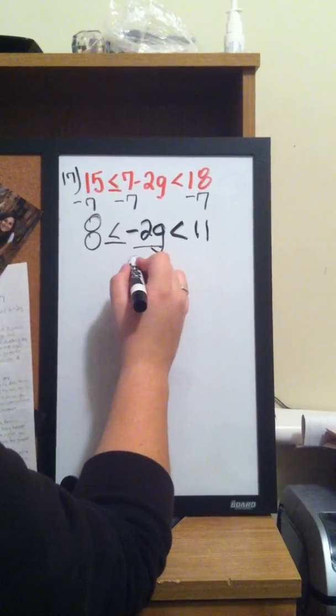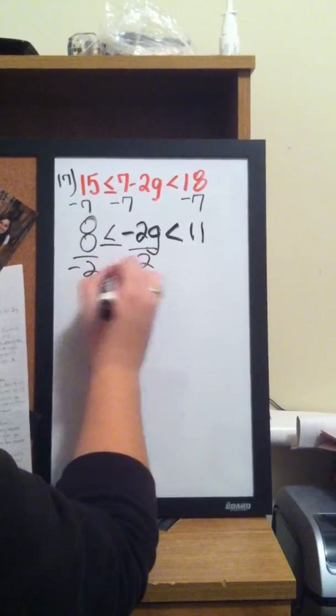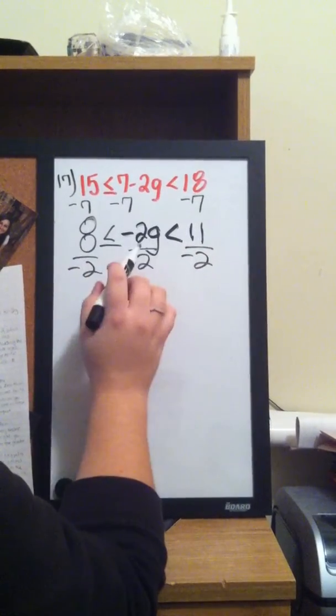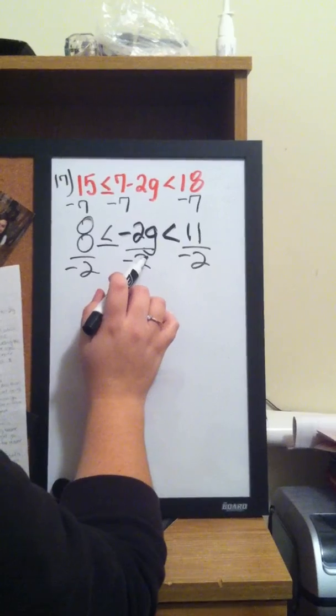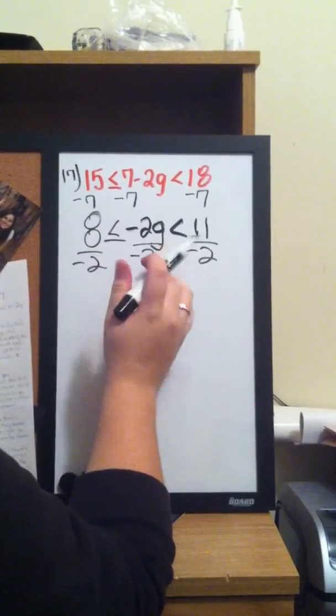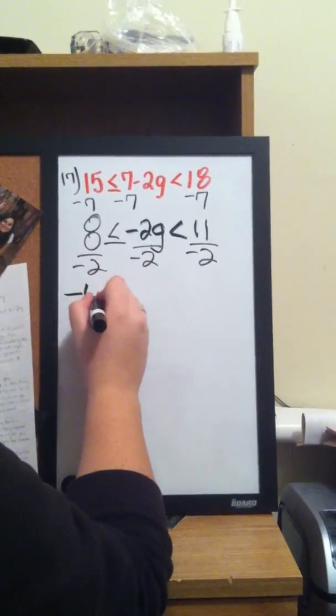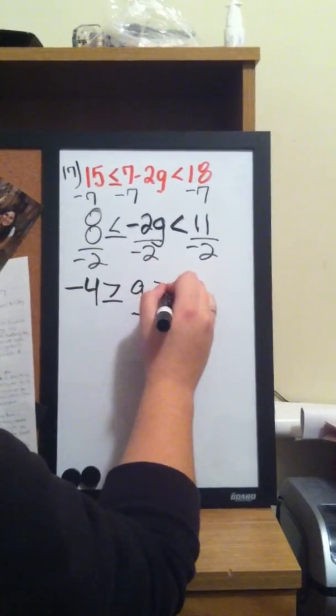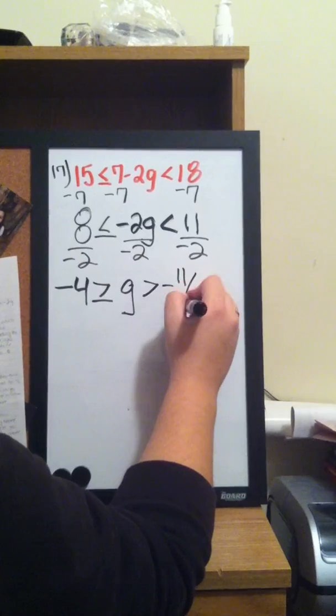So you divide all sides by negative 2. When doing that, you have to flip the signs, because when you divide by a negative number, you have to flip the signs. So you get negative 4 is greater than or equal to g, which is greater than negative 11 halves.